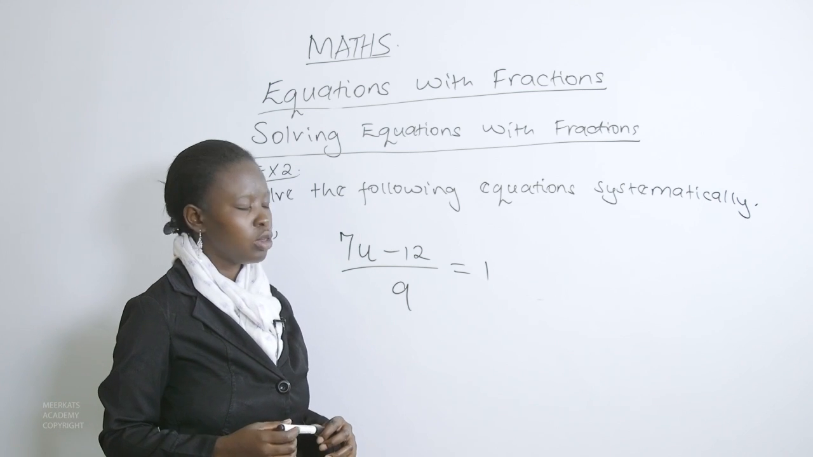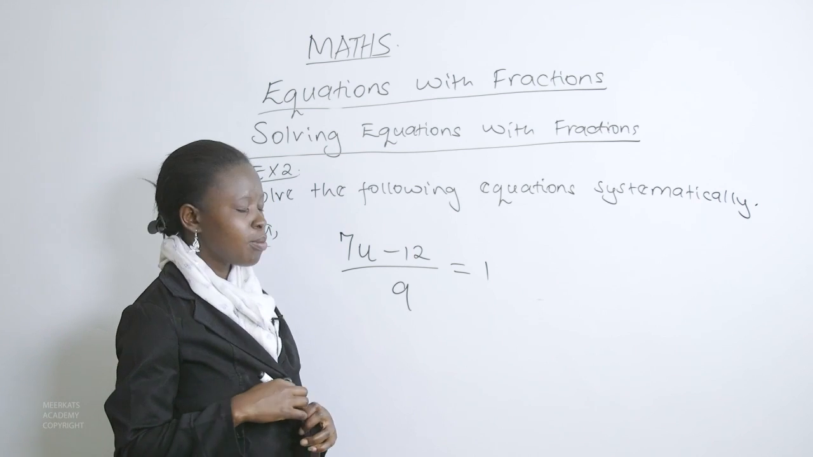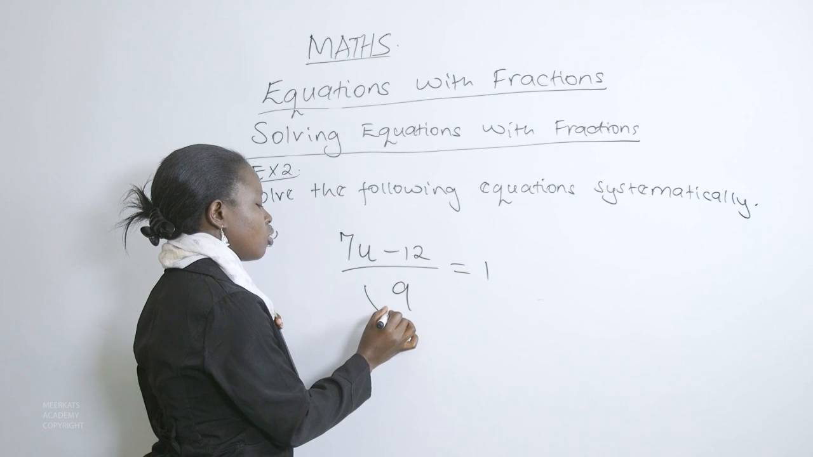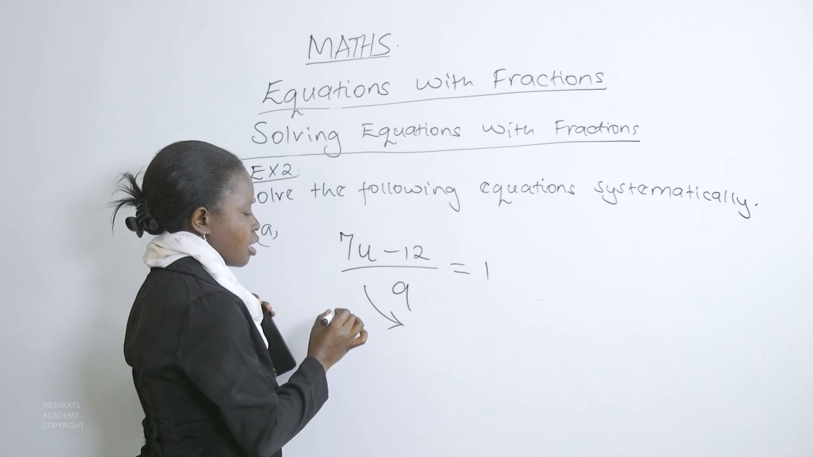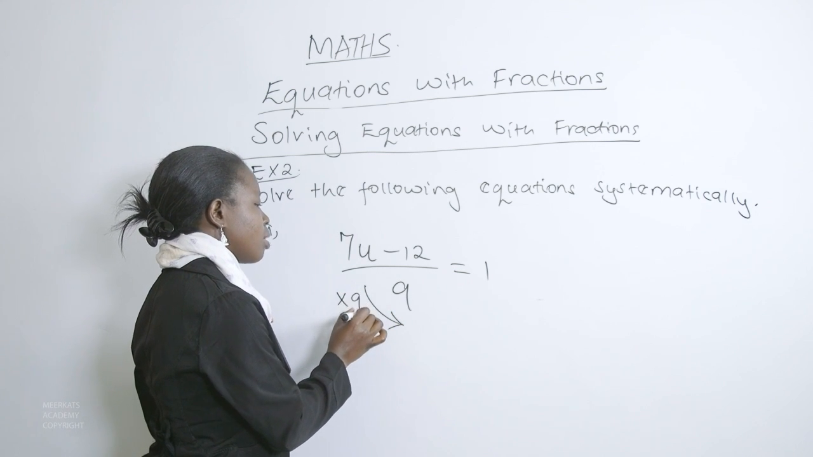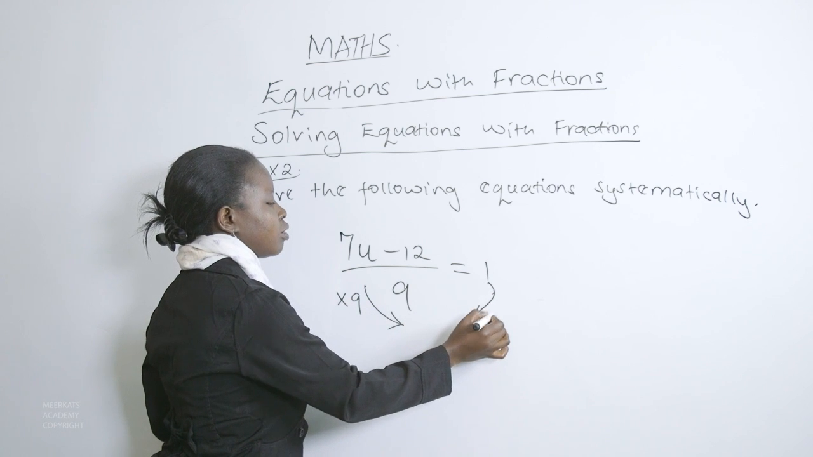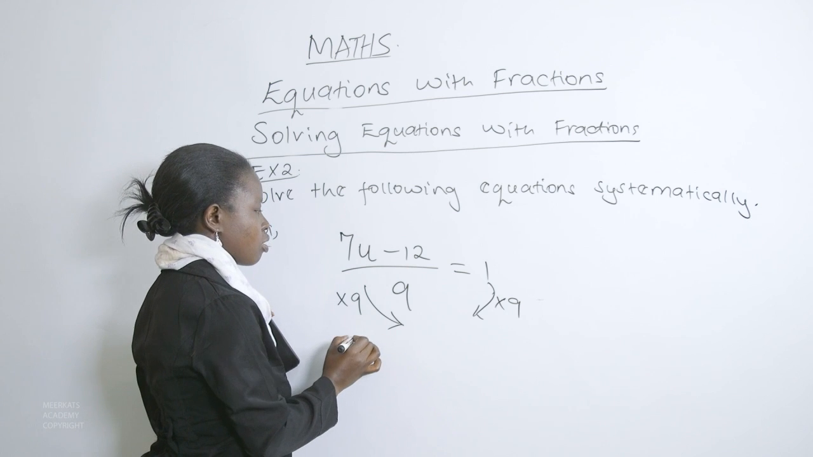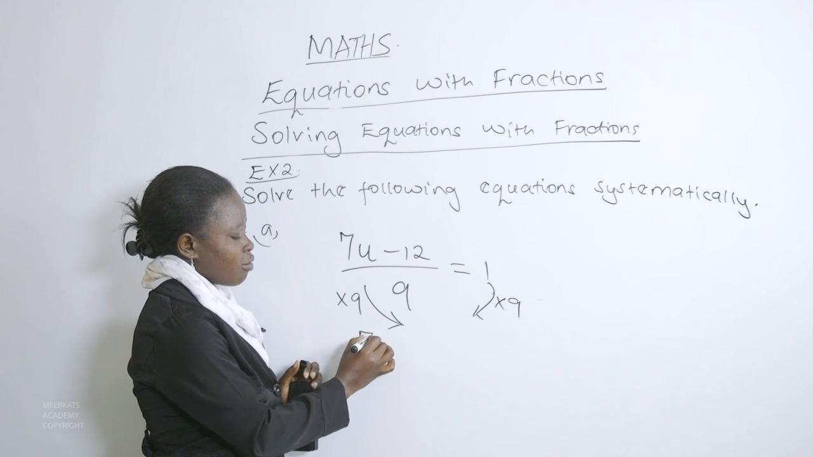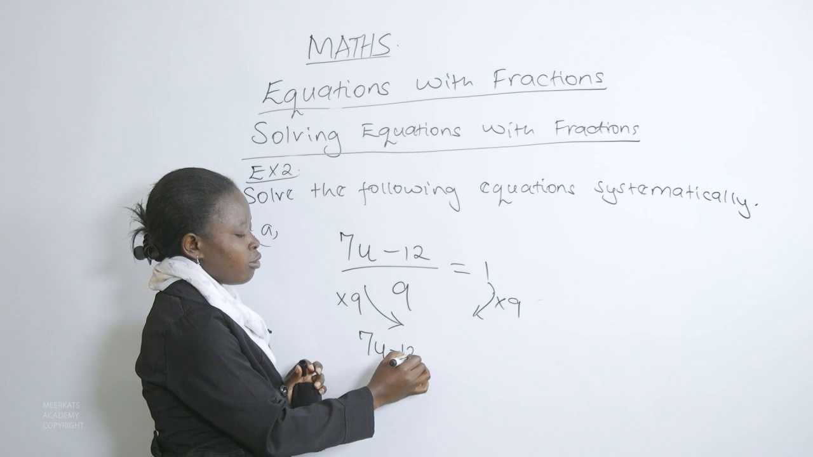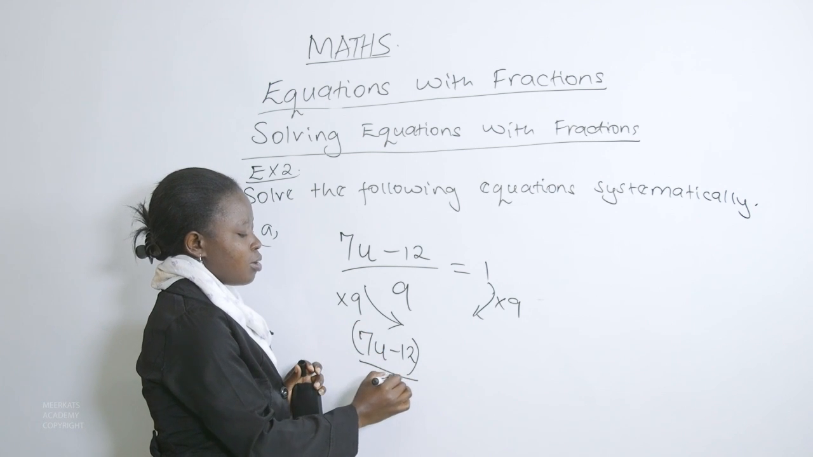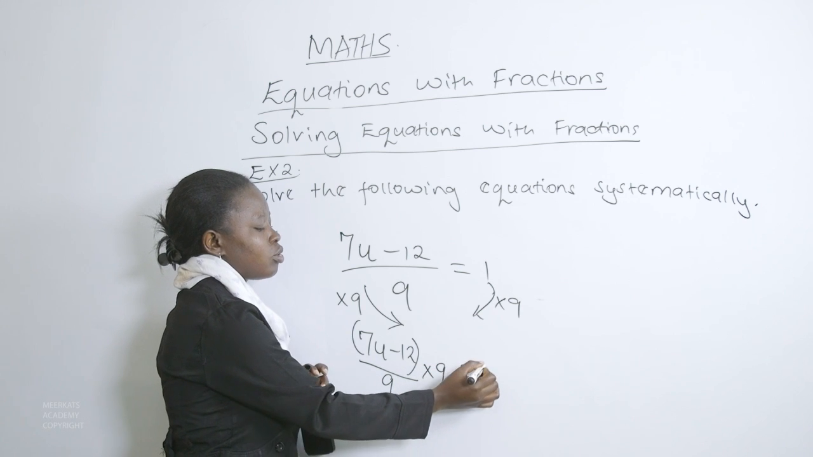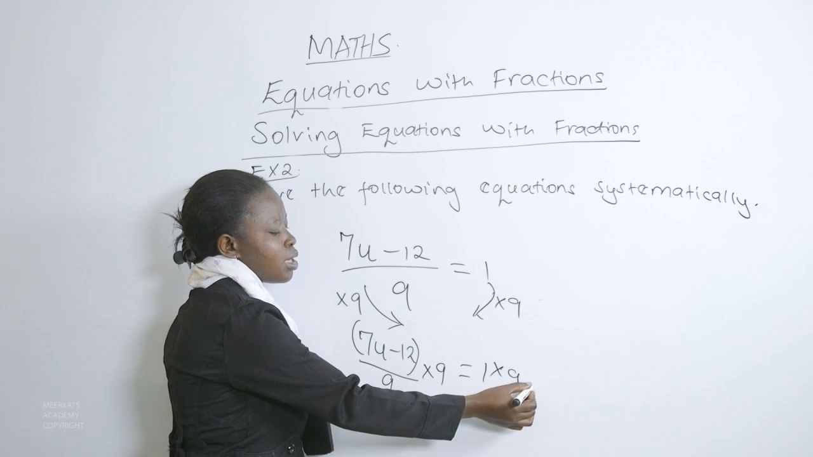figures on the numerator, is multiplying both sides by the denominator, and our denominator in this case is 9. So multiply the left-hand side by 9, multiply the right-hand side by 9. When we multiply by 9, this is what we obtain. We will have 7u minus 12 divided by 9 times 9 is equal to 1 multiplied by 9.